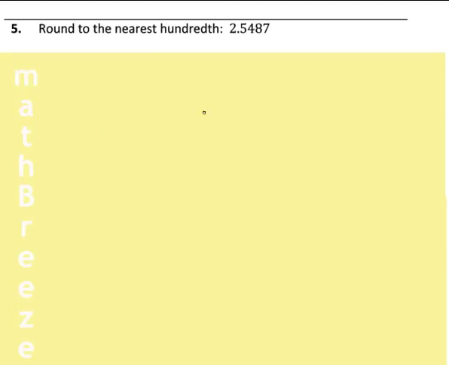Number 5, we're rounding to the nearest hundredth. So let me rewrite this number. Okay, this is the 10th. This one's the 100th. All right, so that means we want to end up with a decimal number that has 2 places only.